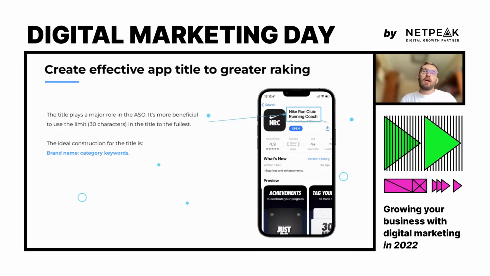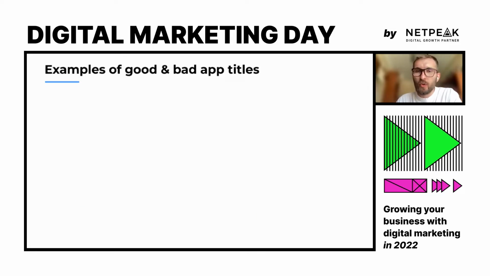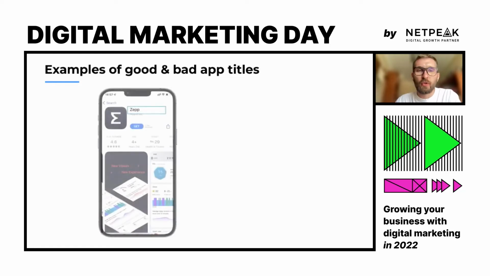Of course, you need to use the keywords with the highest search volume, which in the App Store is called search popularity. A really good example, I really like it, is Nike Running Club: Running Coach, because you have both the brand name and the category description. And I will show you examples of good and bad app titles, because I think in this way you will better understand what I'm talking about.